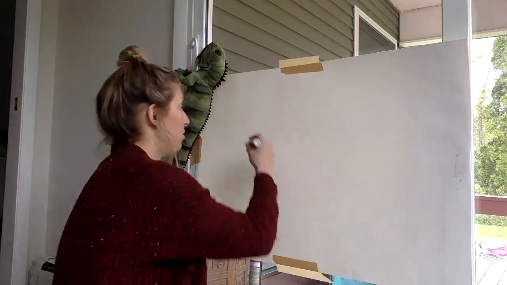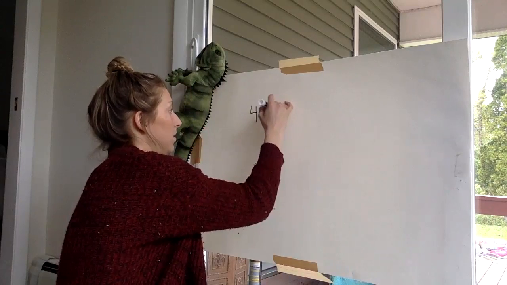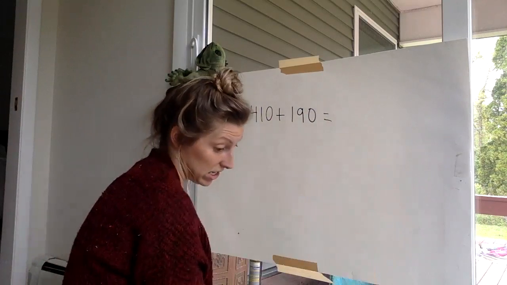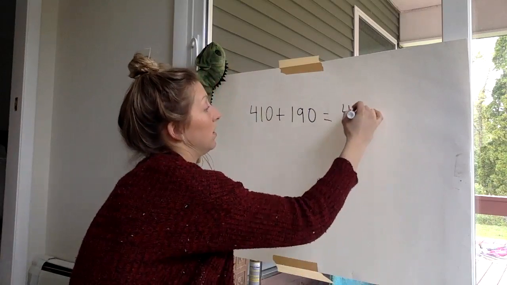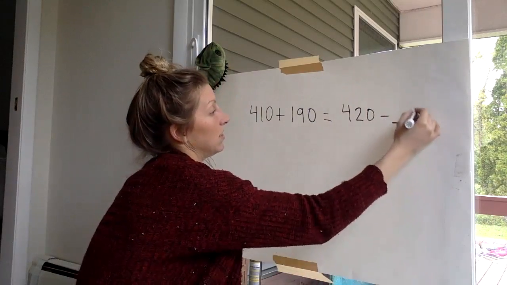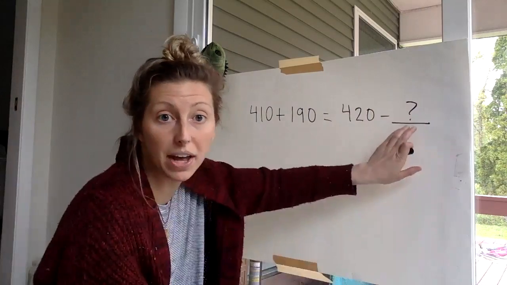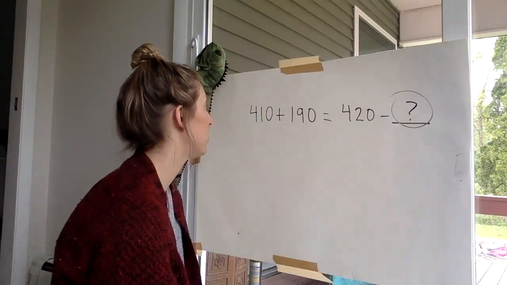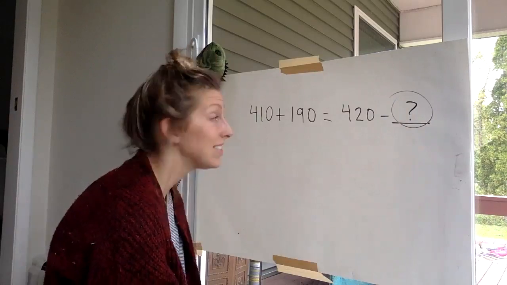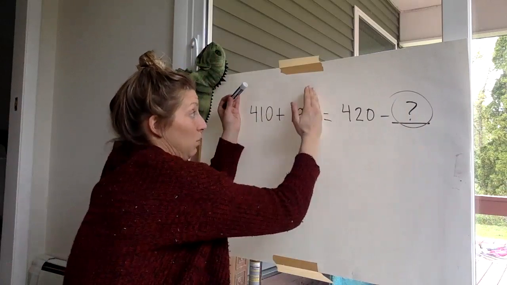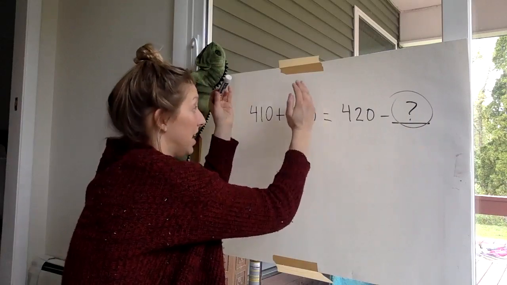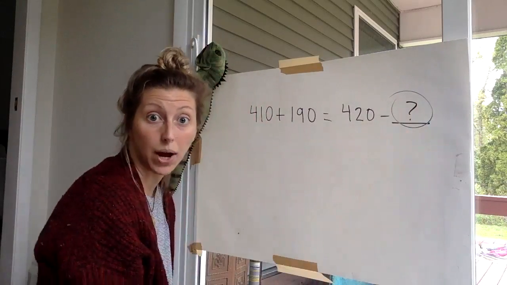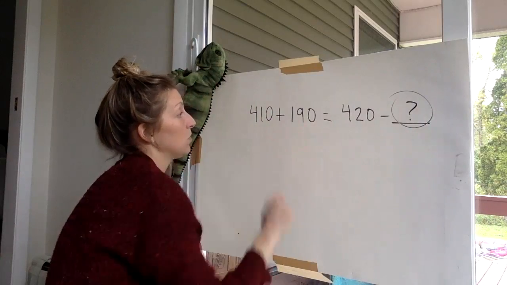We have 410 plus 190 is going to give us 420 take away something. And we have to figure out what that question mark is. Okay. What is my answer here? So the first thing you have to figure out is how much is this side worth? Because we know that when I figure that out, that's how much this side has to be worth. Okay. So 410 plus 190.